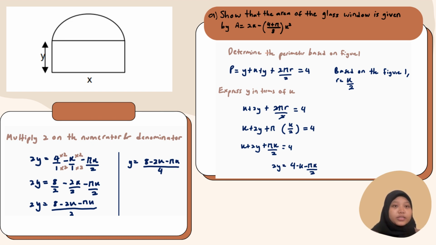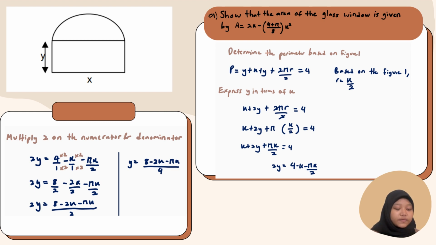Based on the perimeter that we have identified, we use it to express y in terms of x. So x plus 2y plus 2 pi r over 2 equal to 4. And then x plus 2y plus pi (x over 2) equal to 4. How did we get x over 2? This is because based on figure 1, r is equal to x over 2. So we substitute, and we get x plus 2y plus pi x over 2 equal to 4.